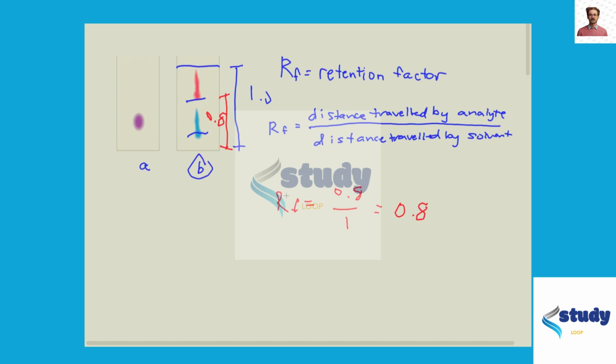So to judge whether or not you have a good separation of your individual components, you want the retention factors to vary as much as possible. So in the A case, the retention factors are exactly the same, which means that you can't actually see the individual components, and the paper chromatography did not work well. But in B, the retention factors are much different. Therefore, that is a better paper chromatography method.